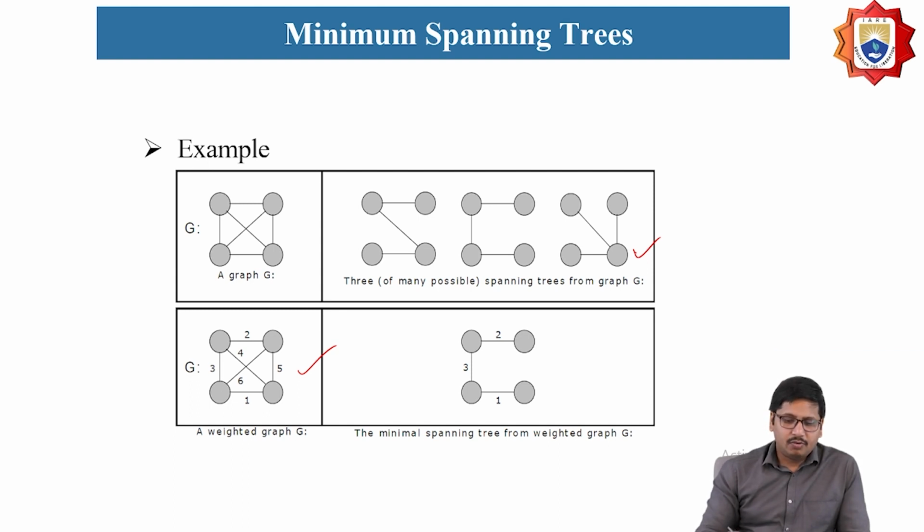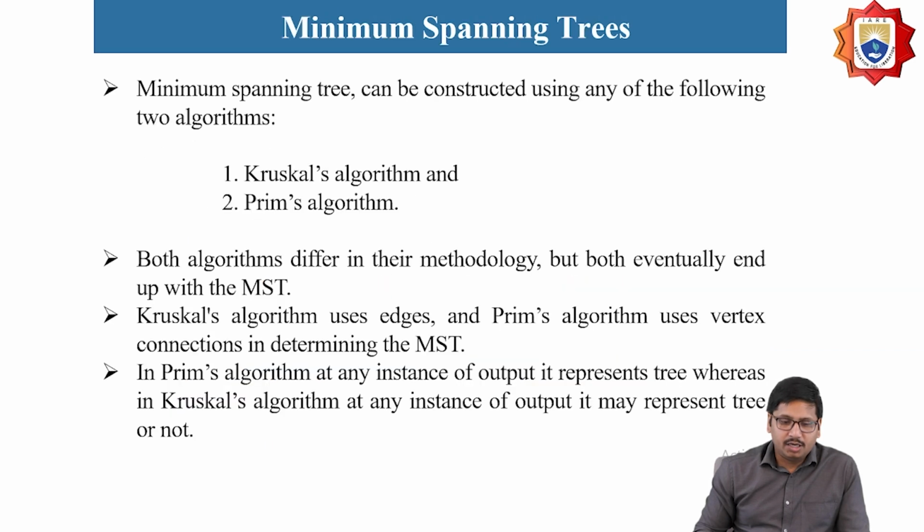For that, I have to construct the spanning tree by identifying the minimum weights, and the sum of all the weights should be the cost of the spanning tree. That should be 1 plus 2 plus 3, that is 6. So the minimum weight, minimum cost spanning tree has cost 6. This is how we obtain the spanning tree in the case of a weighted graph.